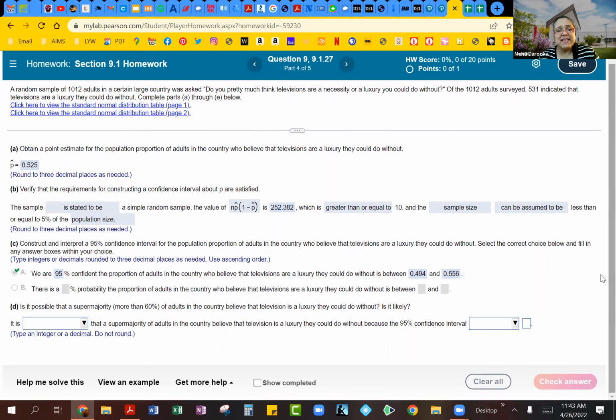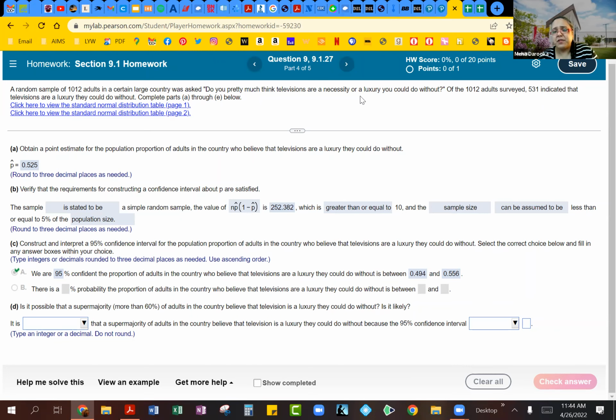Alrighty, so part D is actually talking about making sense of this, right? Making an understanding. So they are saying, is it possible that a supermajority, which would be more than 60% of the adults in the country, believe that the television is a luxury they can do without. So look at your confidence interval and tell me, do you think 60% of the adults in the country believe that television is a luxury they can do without? Yes or no?